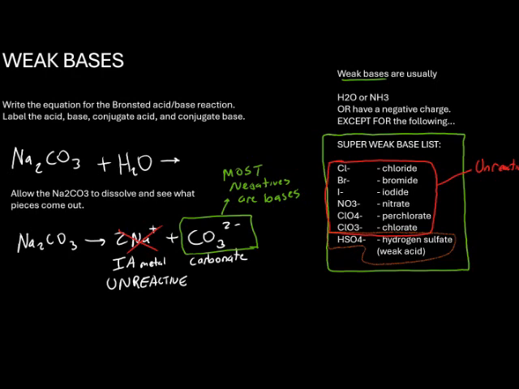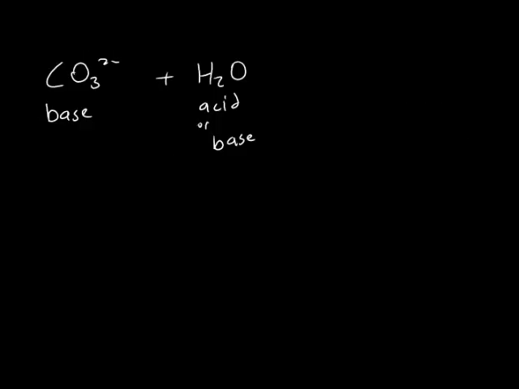Therefore, to figure out what happens with this reaction, we're going to cross out the Na2CO3 and just write CO3 2-. Now, bearing in mind that our CO3 2- will act as a base because it is negative, let's think about what the water does. Because the CO3 2- must be a base, this means the water cannot act as a base and must be our acid.